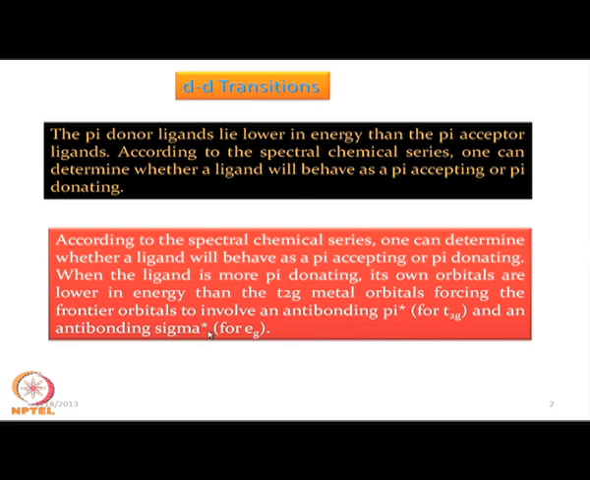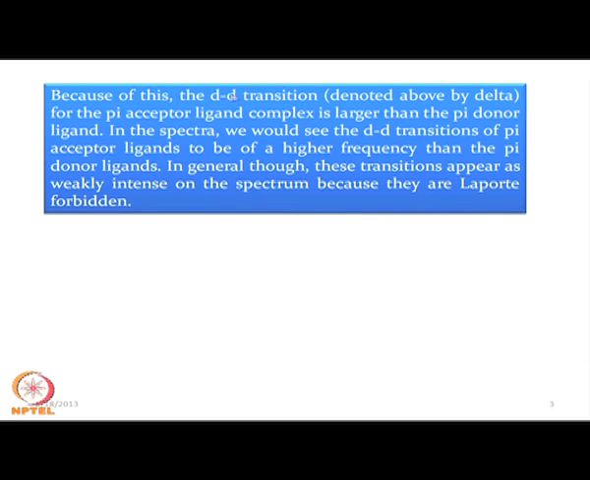So, we will have different types of orbitals available depending on the donation from the metal as well as the ligand. These DD transitions, denoted above by delta, for the pi acceptor ligand complex are larger than for the pi donor ligand. So, we can modify this DD transition.